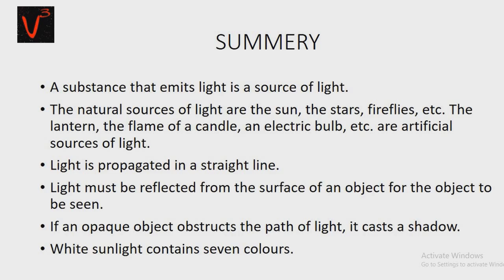Summary: a substance that emits light is a source of light. Next we saw the natural sources of light are the sun, the stars, fireflies, etc. The lantern, the flame of a candle, an electric bulb, etc. are artificial sources of light. Third, light is propagated in a straight line. Then we saw fourth, that light must be reflected from the surface of an object for the object to be seen. Fifth, we saw that if an opaque object obstructs the path of light, it casts a shadow. Then we saw that white sunlight contains 7 colors.